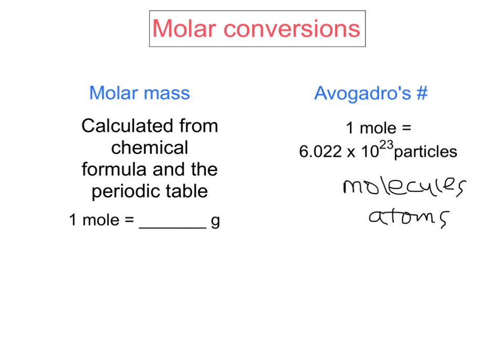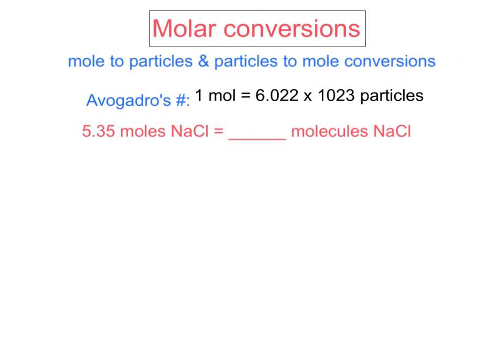Since we are looking for particles, this time instead of using molar mass, we're just going to use Avogadro's number. So we don't have to look for or calculate the molar mass at all. When you're going from particles to moles, all you need is Avogadro's number. So it's just a quick reminder, when I talk about particles, particles can stand for either atoms, molecules, or compounds.